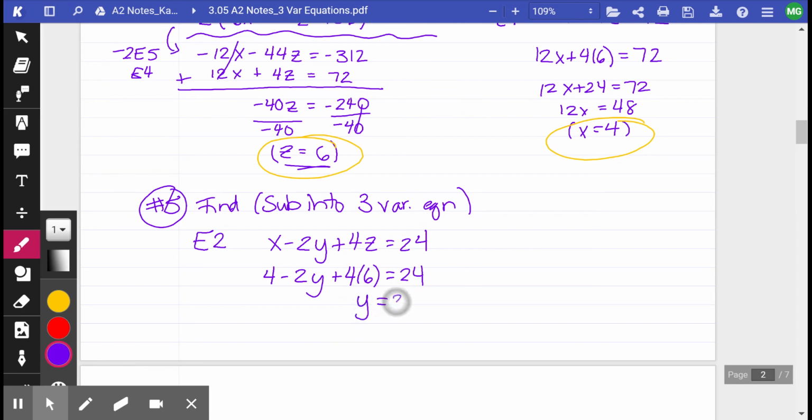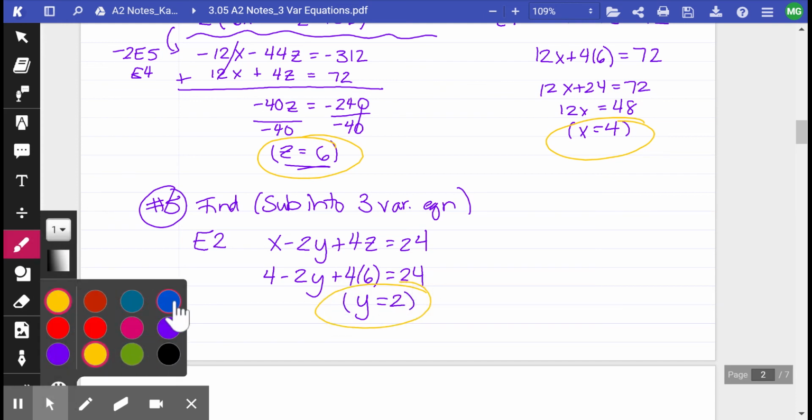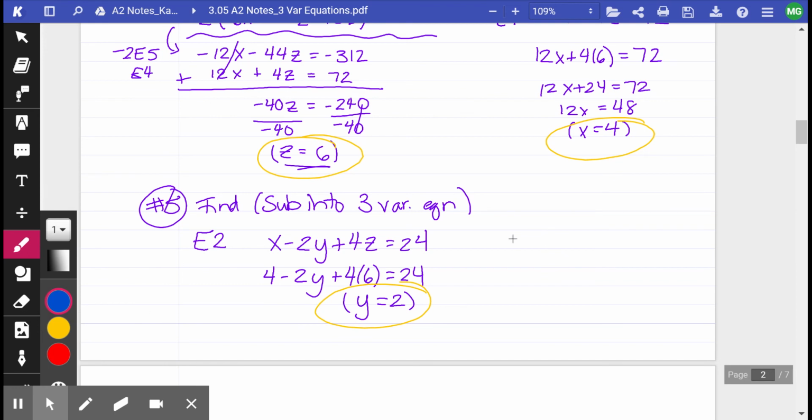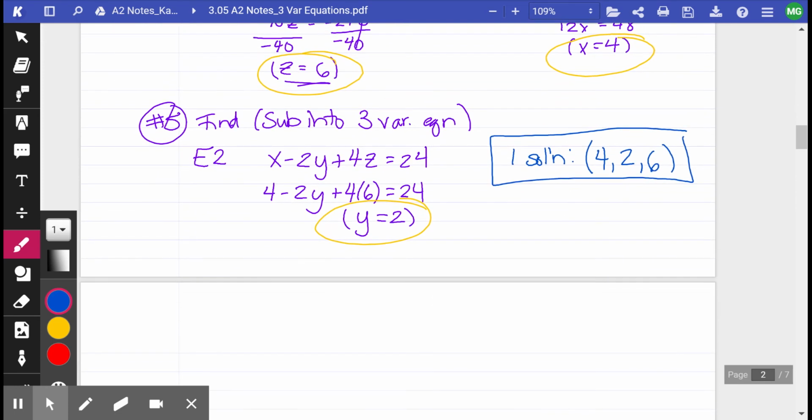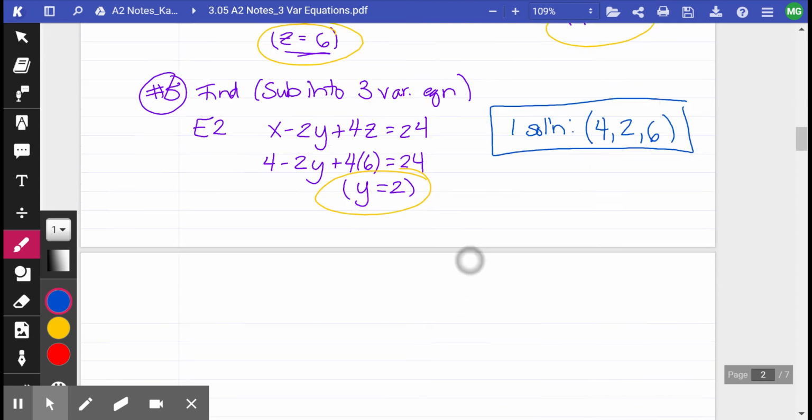Okay, so you should have gotten y equals 2, and that gives us our last piece here. Final answer, there's one solution, and that is x, which is 4, y, which is 2, and z, which is 6. So if you were to graph this, you have three sets of axes in x, y, and z.